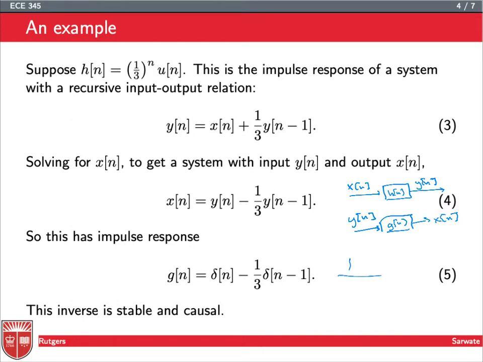Okay, so let's plot this impulse response. 1 at time 0, and 1/3 at time 1. Looking at this impulse response, there are no non-zero values for n less than 0, so that means the system is causal. And if I look at 1 plus 1/3, this is less than infinity, so the system is stable as well. So this is a causal and stable inverse. That seems great. We have an inverse system for this particular decaying exponential system.